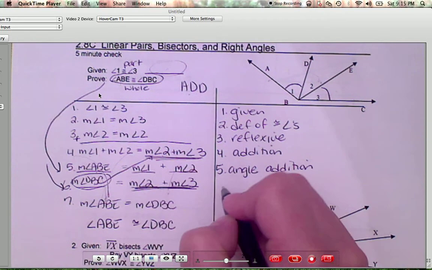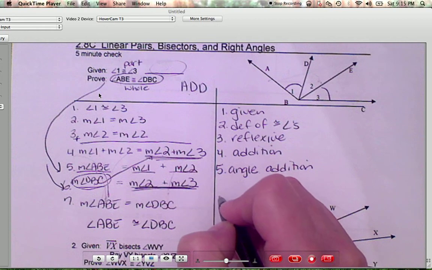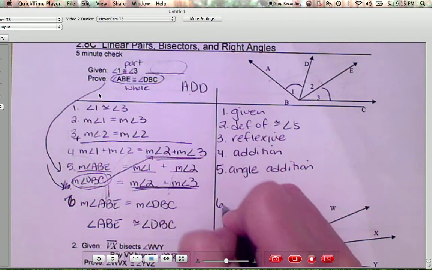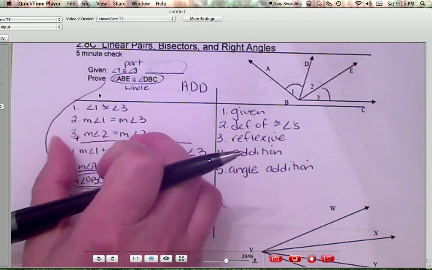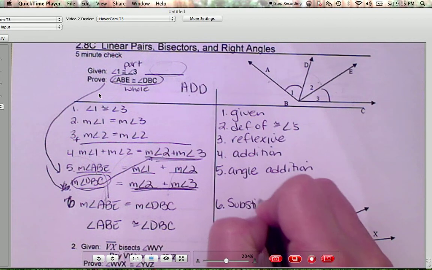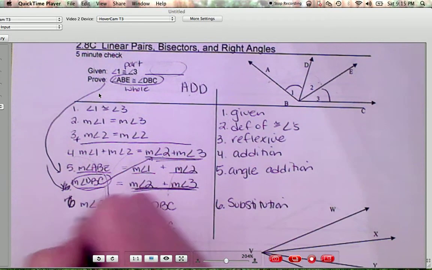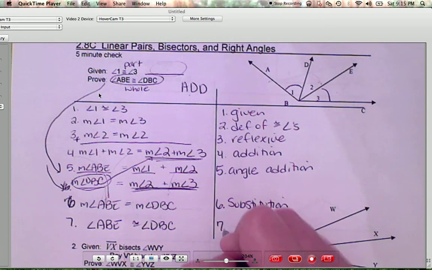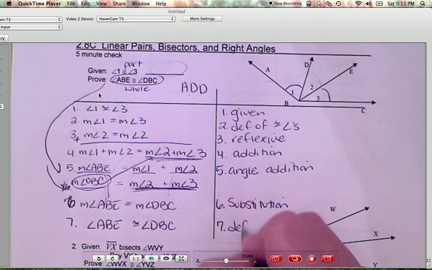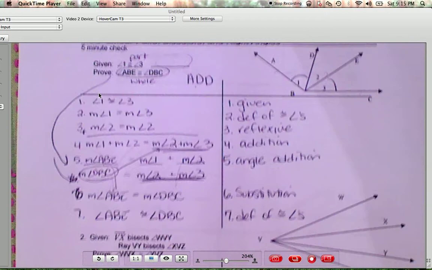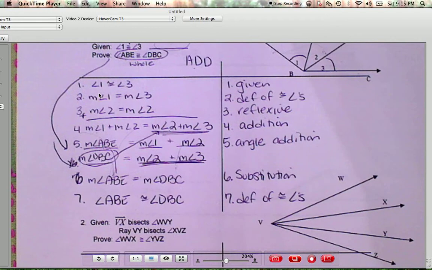Now anytime you expand, oops, this is 6, I'm sorry. Anytime you expand or contract, and in this case we're contracting into a single angle, that is always going to be substitution. And then converting from equality to congruence will be your definition of congruent angles. Okay? If you need more on that, you can look back at the previous notes 2.8b.